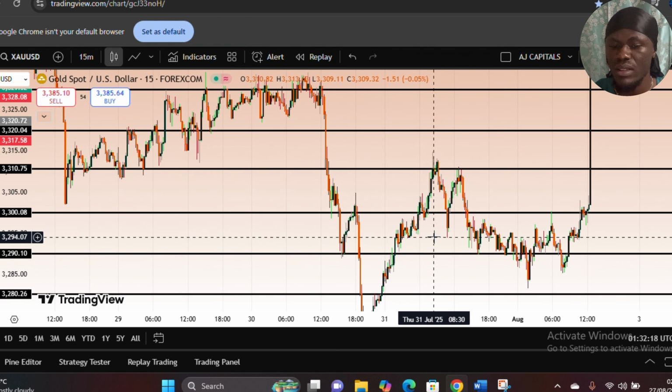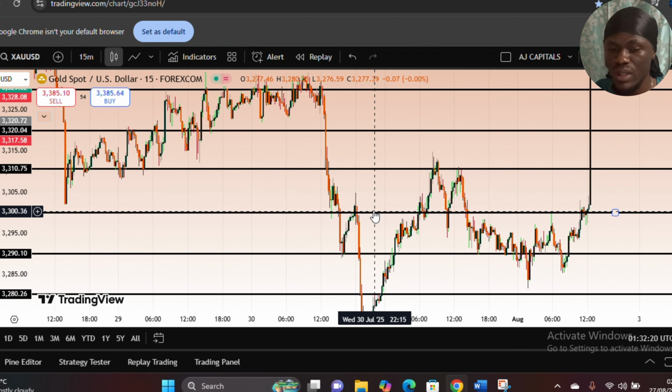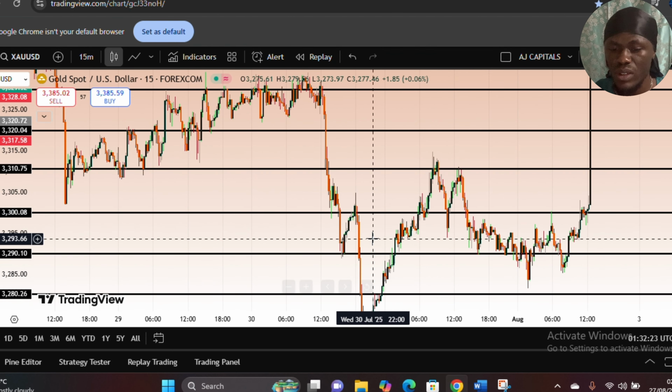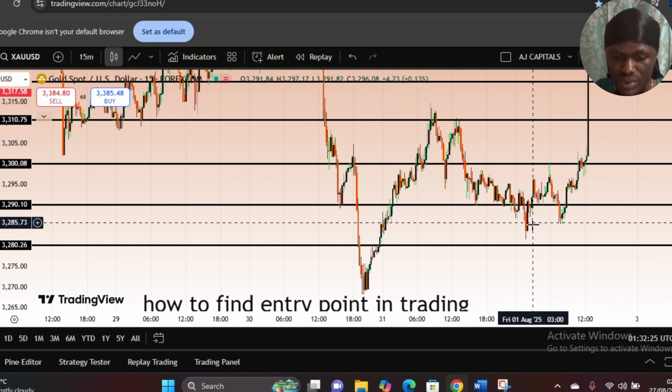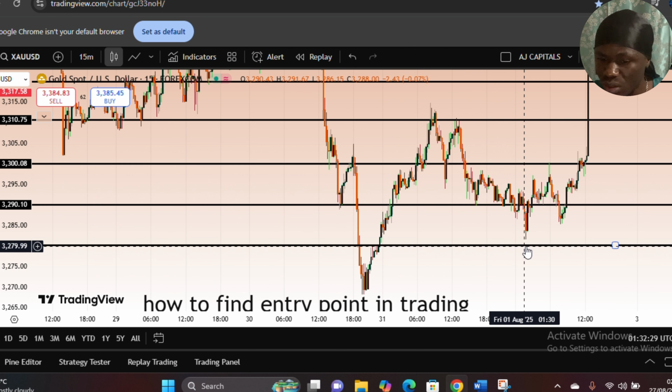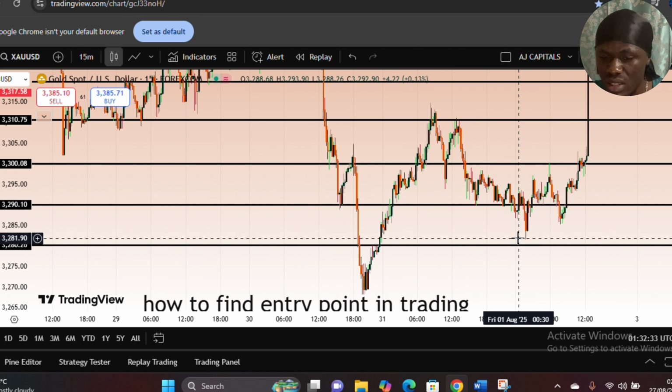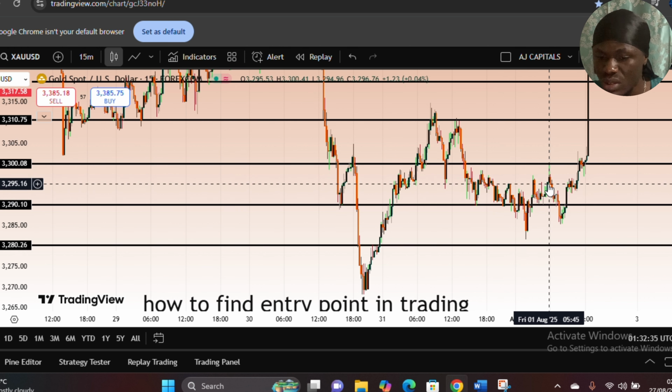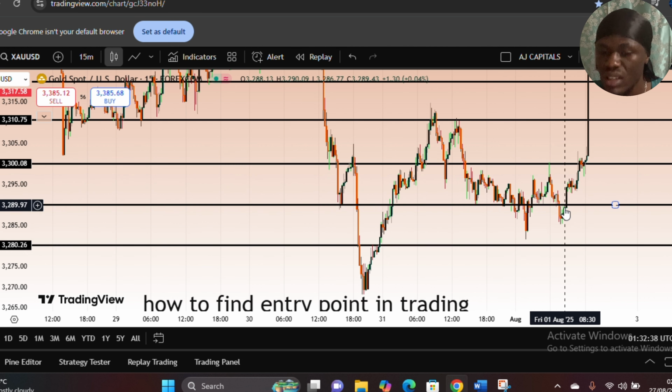Then look, there's a break of structure in this place. Then we wait for a pullback. Now a pullback did not reach to this place. It did not reach to this zone here, this level here, but you still see a break of structure. Then you still see a place to enter in this zone.